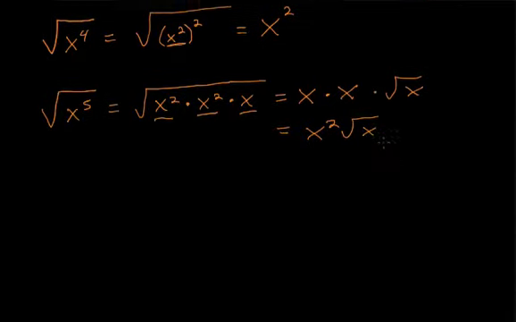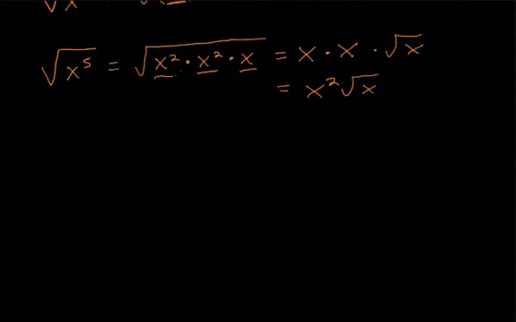Now, a more sophisticated way of approaching this is to realize that you can factor x to the 5th into the product of a perfect square, or a quantity squared, and x. And how can we do that? Well, we already showed that x to the 4th is a quantity squared. x to the fourth times x would be another way of writing x to the fifth. So let's put x to the fifth there.